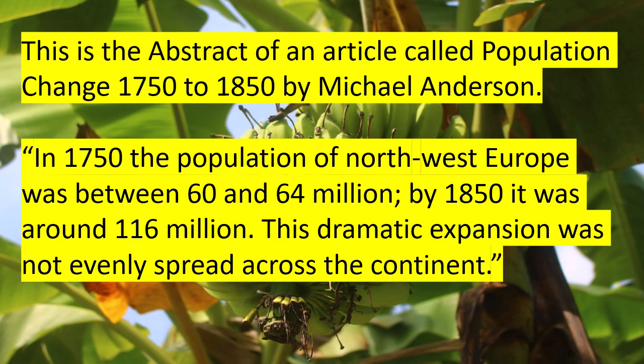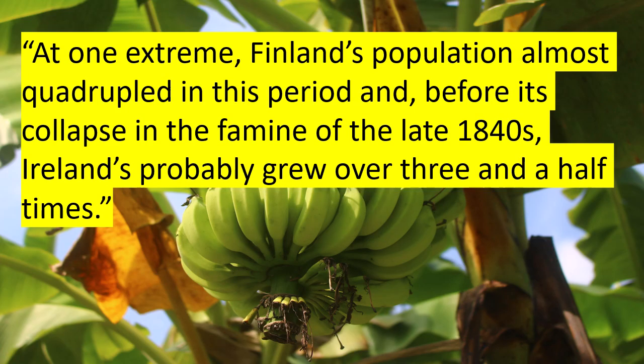This is an abstract from an article called Population Change 1750 to 1850 by Michael Anderson. Quote, in 1750, the population of Northwest Europe was between 60 and 64 million. By 1850, it was around 116 million. This dramatic expansion was not evenly spread across the continent. At one extreme, Finland's population almost quadrupled, times 4, in this period. And before its collapse in the famine of the late 1840s, Ireland's population grew about 3.5 times.